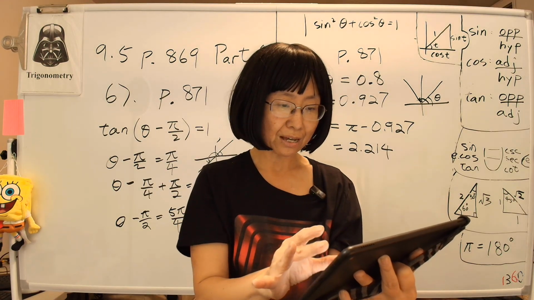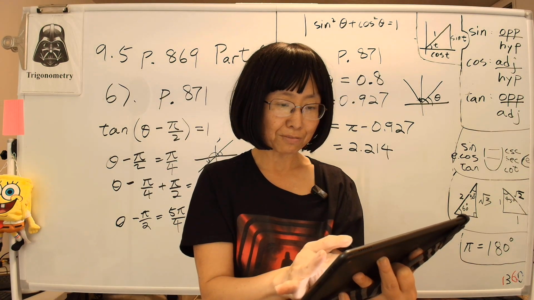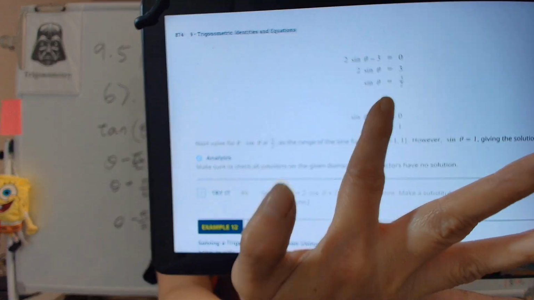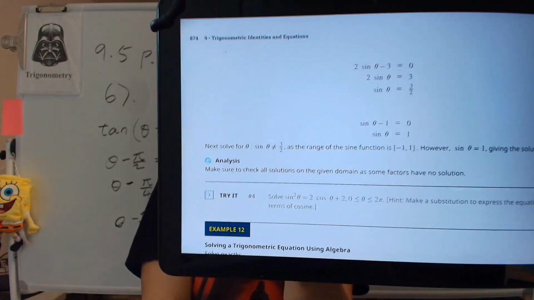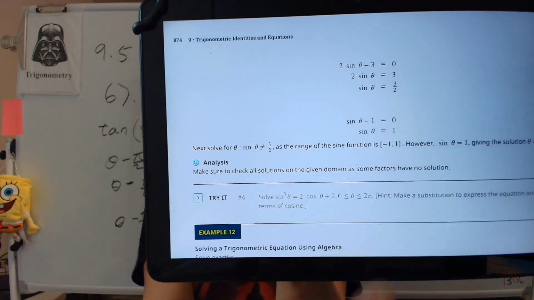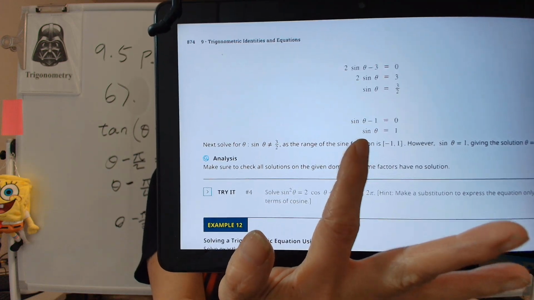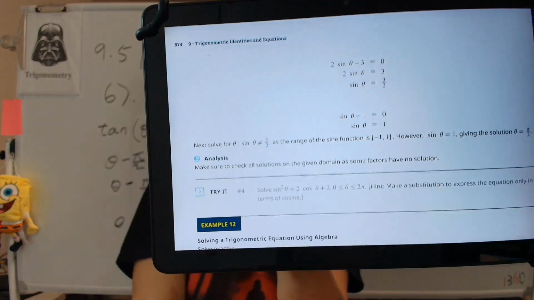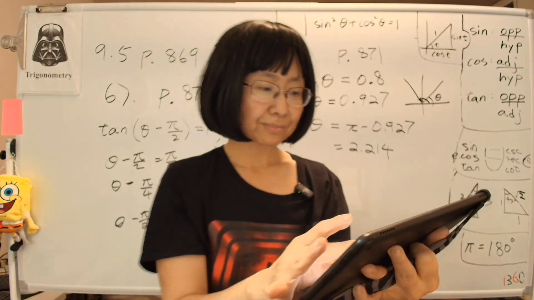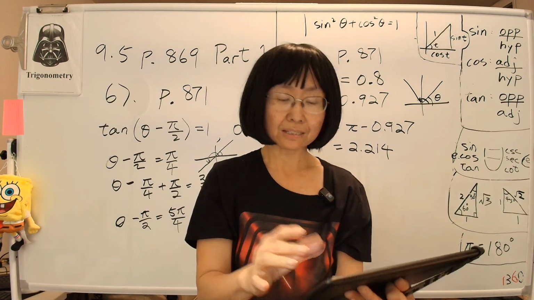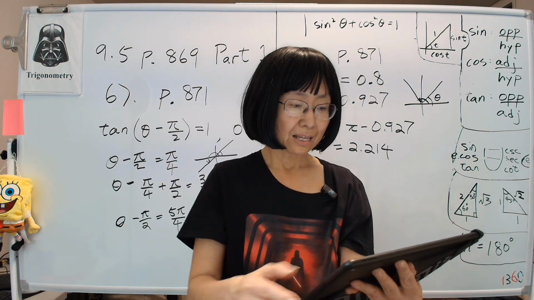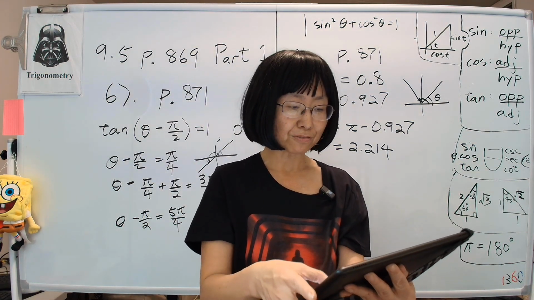And with that, you can come up with sine theta. Well, if you're lucky, as in this case, sine theta equals 3/2. That's not possible, because sine theta can only go from -1 to 1. So that's more than 1, so you can throw that one away. The other one, sine theta equal to 1, there's only one possible solution for that, and that's theta equals pi/2. There's nowhere else that sine theta equals 1. So that is the answer for problem 11.